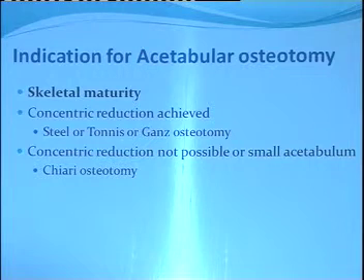At skeletal maturity, if concentric reduction is achieved, then you go for a Steel or Tönnis osteotomy, that is a triple osteotomy. If concentric reduction is not possible, or the acetabulum is small, you go for a Chiari osteotomy at skeletal maturity.